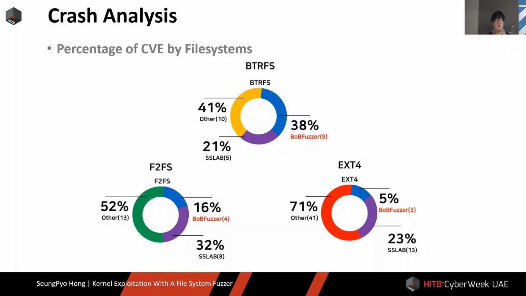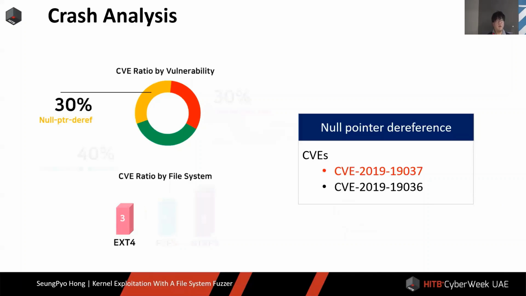So, since the final goal of our analysis of these crashes is LPE, we internally scored each crash from 1 to 10 depending on the extent of exploitability. Now, I will explain the analysis of each crash type. First, the null pointer reference vulnerability.